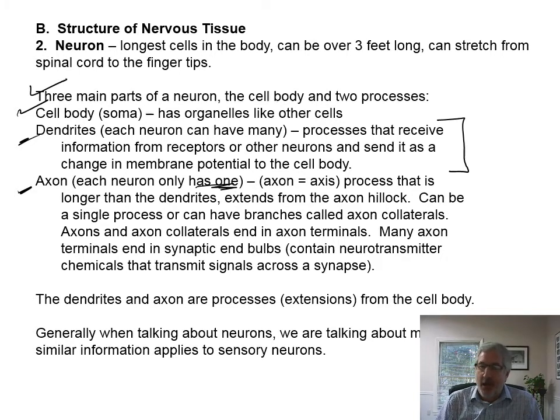So the axon, it's a process that's longer than dendrites. It extends from what's called the axon hillock. It can be a single process or can have branches called axon collaterals. Axon and axon collaterals end in axon terminals, and many axon terminals end in what are called synaptic end bulbs. A synapse is a gap, and the synaptic end bulb releases a neurotransmitter that goes across the synapse, across the gap. So there's a gap between the end of the neuron and either another neuron or a muscle cell. The dendrites and axons are processes, extensions from the cell body. Okay, so the dendrites and axons all come off the cell body. And generally, when we're talking about neurons, we're talking about motor neurons, but the same information applies to sensory neurons as well, pretty much. Next slide.